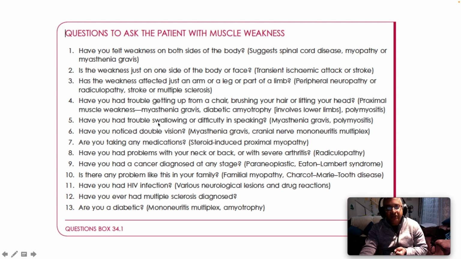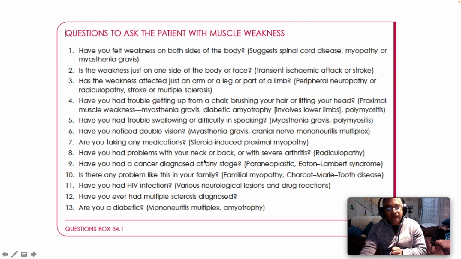Number 5, have you had trouble swallowing or difficulty speaking? Bulbar muscle involvement, speaking to myasthenia gravis or polymyositis. Number 6, have you noticed diplopia, double vision? There you're thinking about myasthenia gravis, and cranial nerve mononeuritis multiplex, right? Picking off named nerves, and here lots of individual named cranial nerves. Number 7, are you taking any meds? Thinking about steroid-induced proximal myopathy.